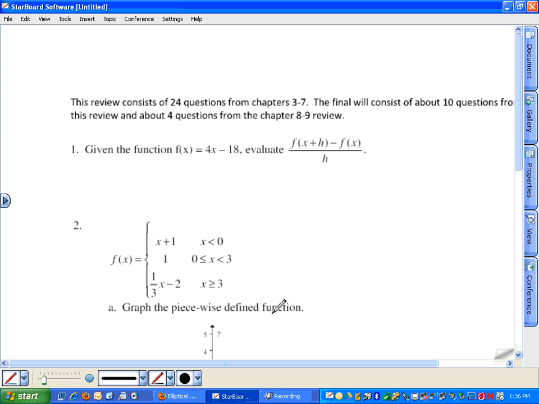Okay, this first question comes from pretty early on in section 3.1 or 3.2. If you're looking for the name of the topic, it's called the Difference Quotient.